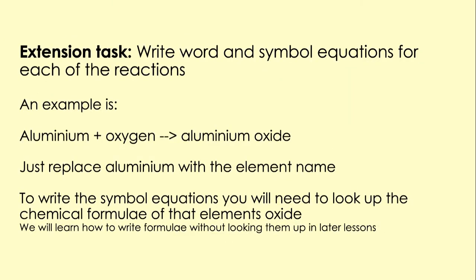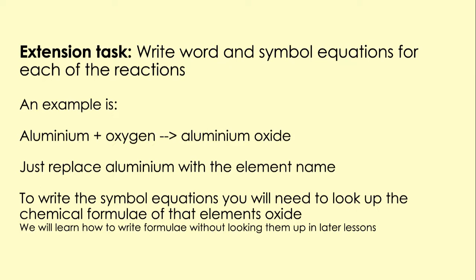So you've got a possible extension task now. You could write word and symbol equations for each of the reactions that we've seen. We haven't done aluminium, but an example would be aluminium plus oxygen to give aluminium oxide. Anytime you react an element with oxygen, you just get the oxide. So it just becomes the element's name and then the oxide, and there's only one product. If you're going to write a word equation, all you do is replace aluminium with the element name. So if I had potassium, it would be potassium plus oxygen to give potassium oxide.